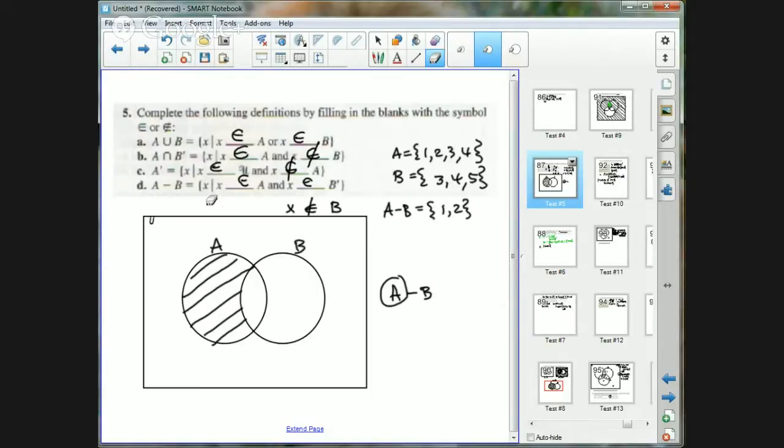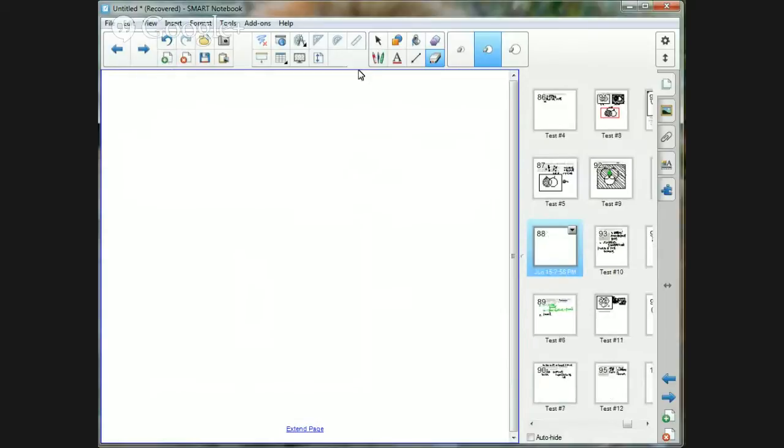Okay, let's just look at part C. Oh, go ahead. What would that look like on the Venn diagram there? Is not an element of B, so that would be everything, the part in B? Yeah, for 5B, if we had to draw that in a Venn diagram, I will do that next. A intersect B complement.